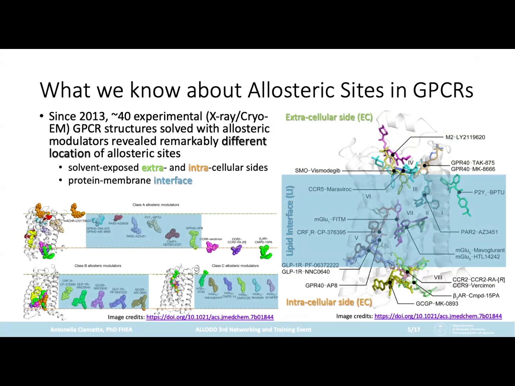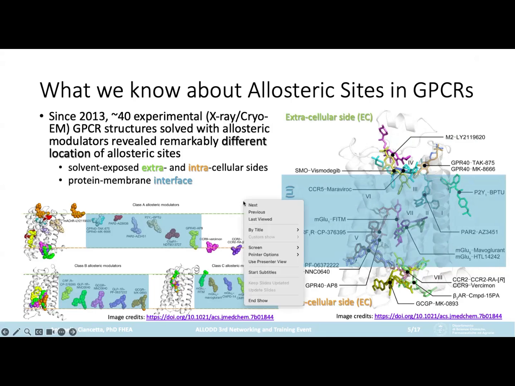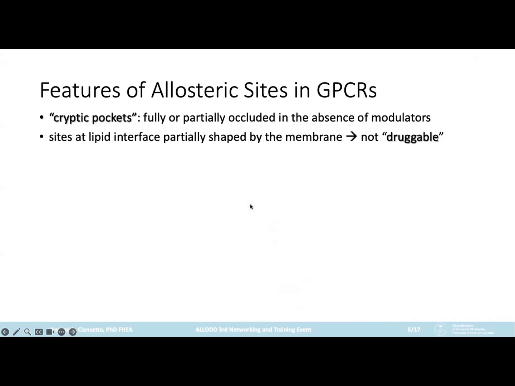At the time, many scientists thought that could be an exception, maybe an artifact, although it was proved that that was the real binding site. And surprise, surprise, now we know that it is more common than we thought. A few features came out from the early analysis and comparison of the X-ray structures solved in complex with and without the allosteric modulators: some of these pockets are so-called cryptic pockets.